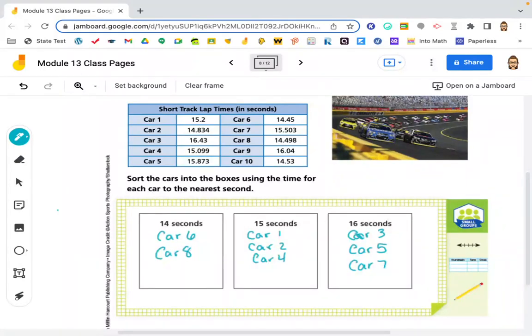And then for car 9, we have 16 and 4 hundredths, so the 0 tells us to leave that 6 alone. So it would be 16 seconds for car 9. And then for car 10, we have 15 and 53 hundredths. The 5 tells us to bump up the 15 to a 16. So we get car 10.